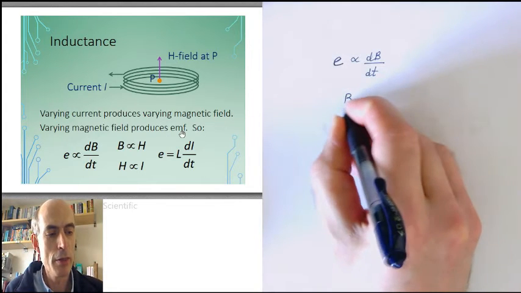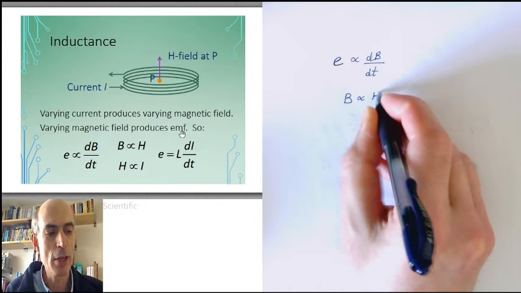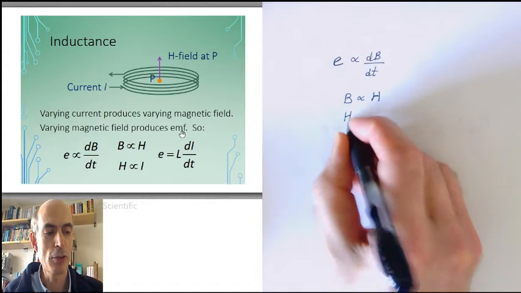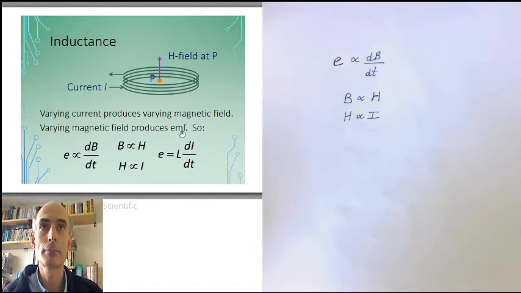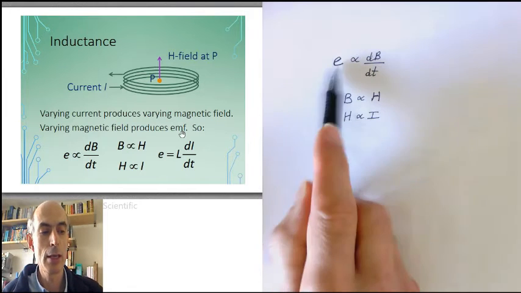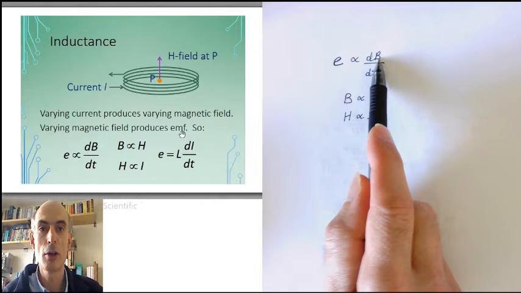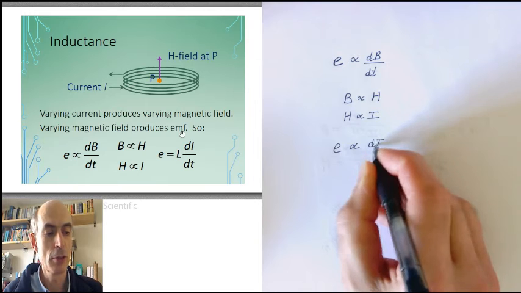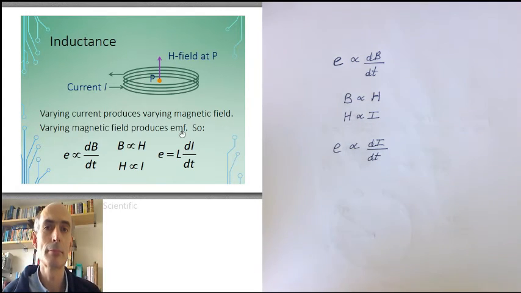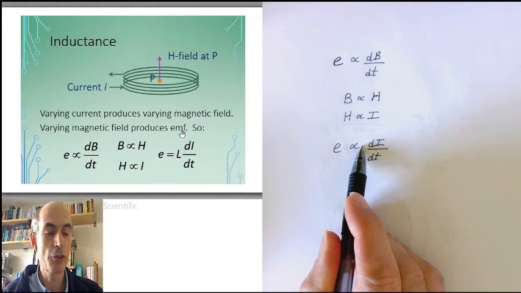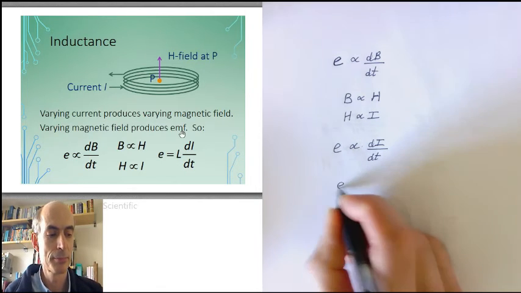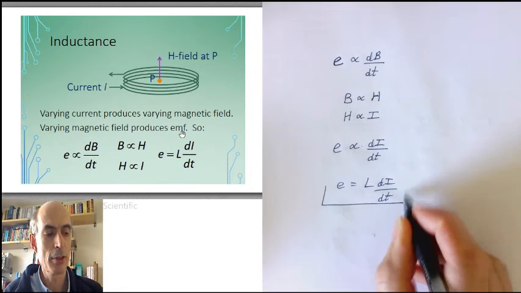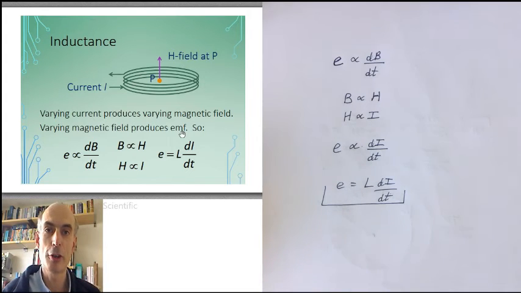We know, therefore, that if the B field is proportional to this H field, and the Biot-Savart equation told us that the H field was proportional to the current, then if the EMF is proportional to the rate of change of the B field with time, it must also be proportional to the rate of change of current with time. The constant of proportionality in this equation is known as the inductance. And that is the equation which governs the behaviour of inductors.